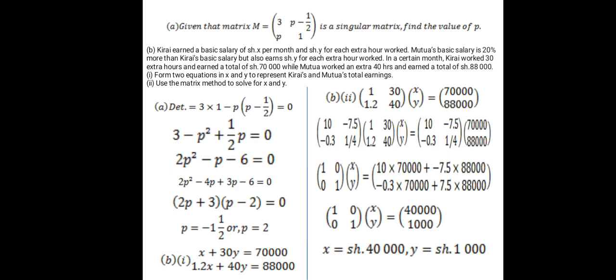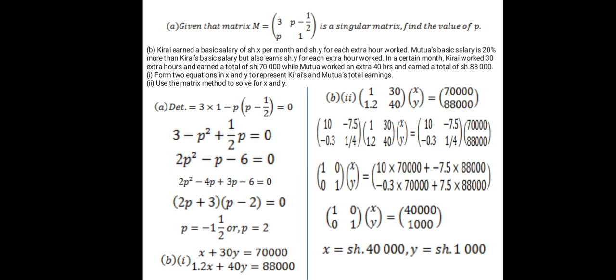Kirai earned a basic salary of x shillings per month and y shillings for each extra hour worked. Mutua's basic salary is 20% more than Kirai's basic salary, but he also earns y shillings for each extra hour worked. In a certain month, Kirai worked 30 extra hours and earned a total of 70,000 shillings, while Mutua worked an extra 40 hours and earned a total of 88,000 shillings.